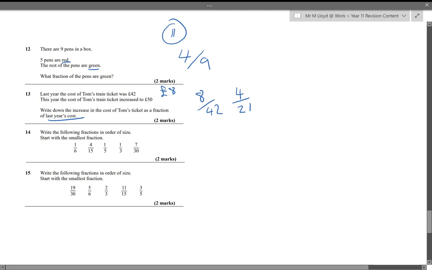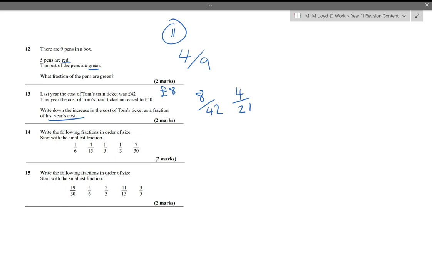Okay, write the following fractions in order of size. Start with the smallest.